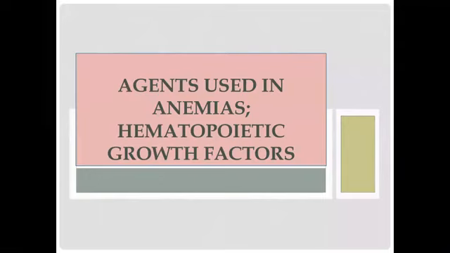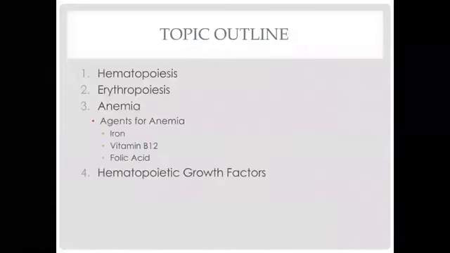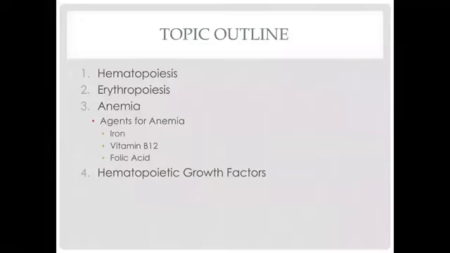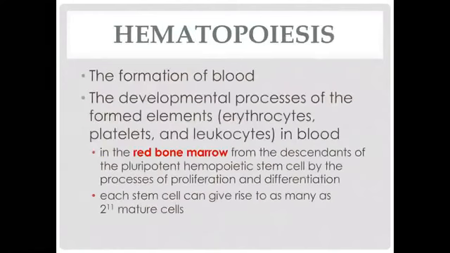Module 3, Lesson 3 focuses on agents used in anemias and hematopoietic growth factors. This lesson is divided into the following subtopics. First, we have hematopoiesis, followed by discussing erythropoiesis, and then anemia. In anemia, we will be lecturing the specific agents used in the treatment of such condition, like iron, vitamin B12, and also folic acid. And then finally, discussion on hematopoietic growth factors used as drugs.